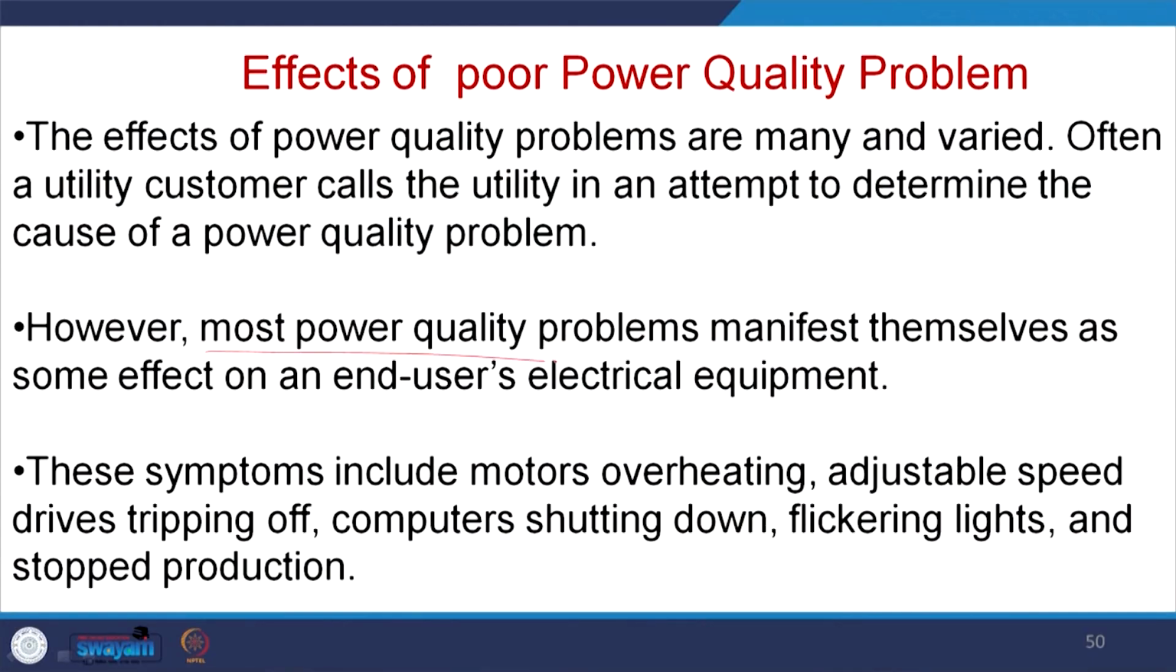The utility customer calls the utility in an attempt to determine the cause of the power quality problem. However, most power quality problems manifest themselves in some way that affects the end users and the electrical equipment. These symptoms include motor overheating, adjustable speed drive tripping off, computer shutting down, flickering of lights and stopped production.